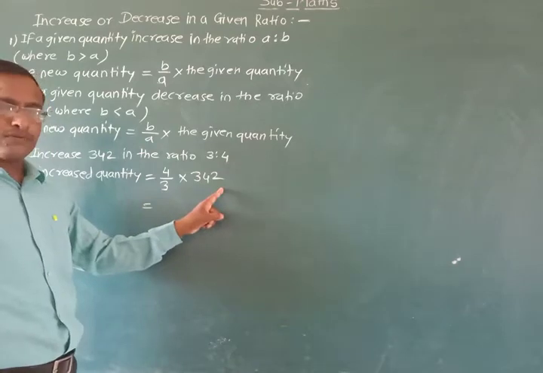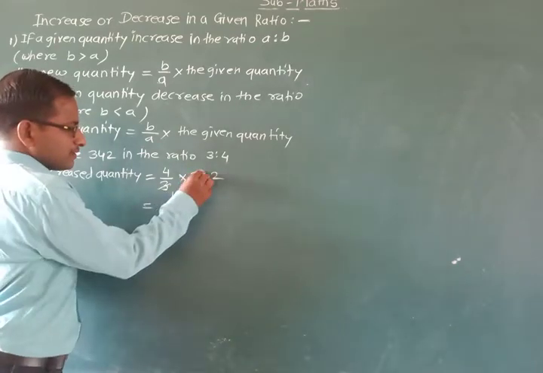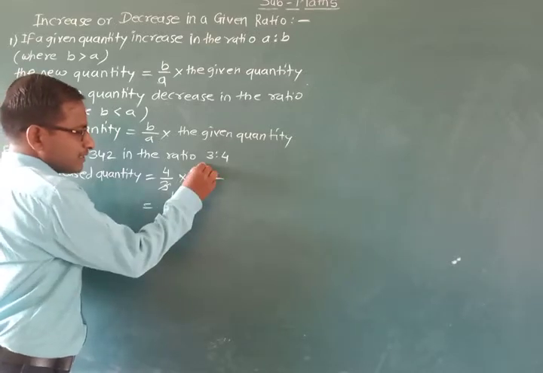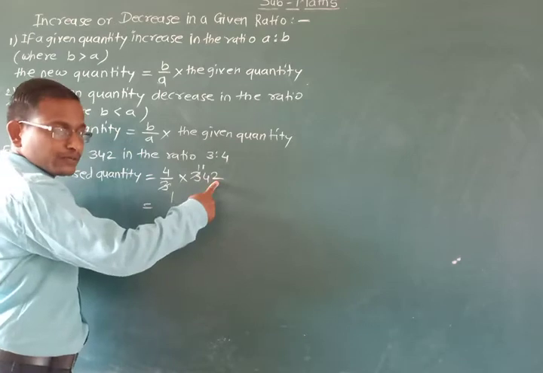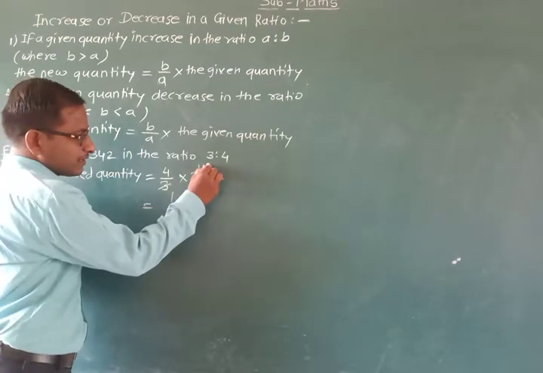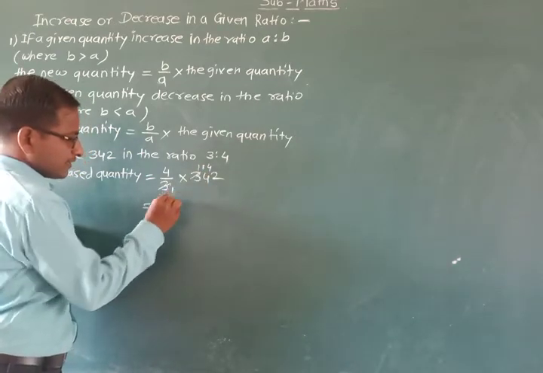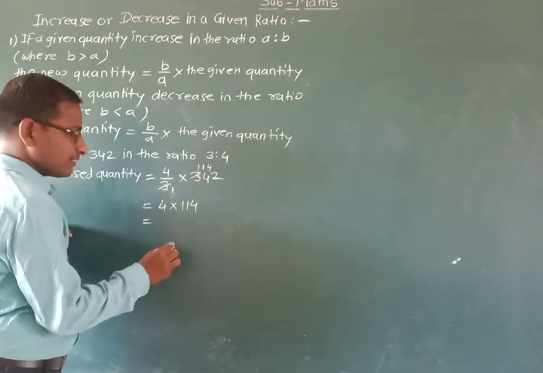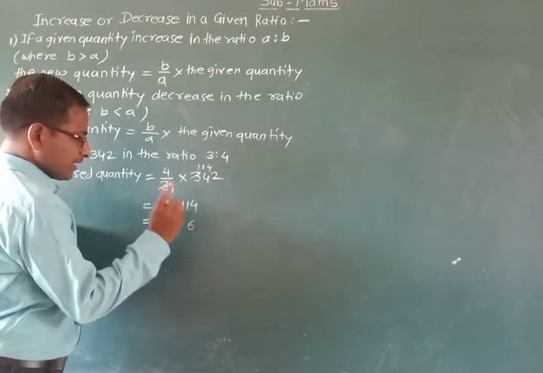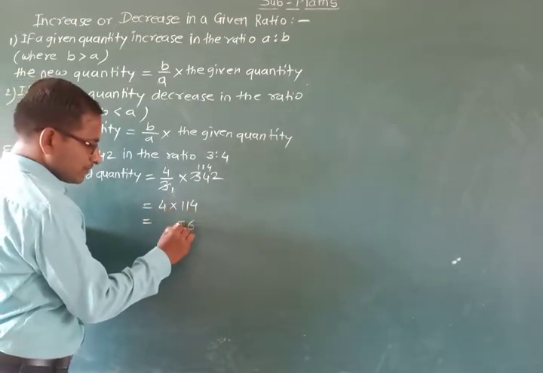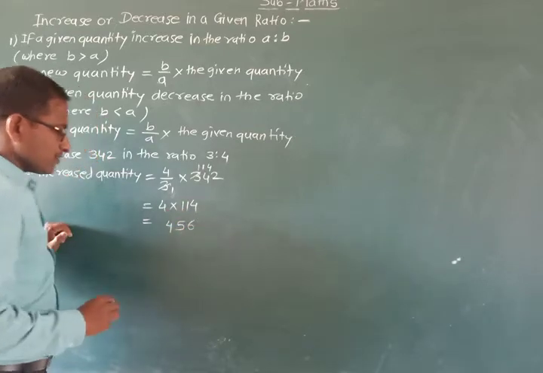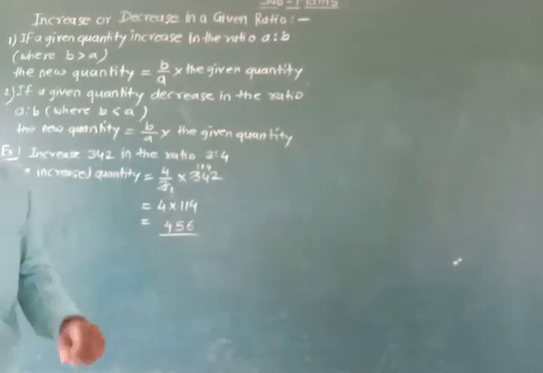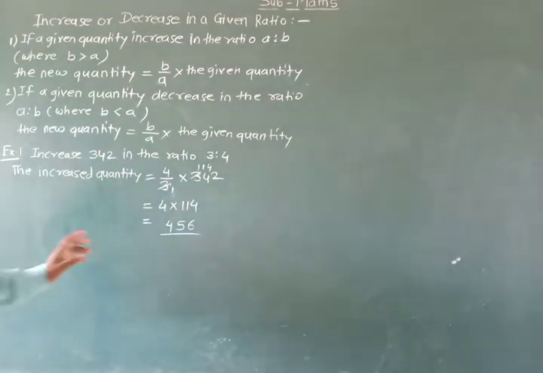3 divides 342: 3 ones are 3, then again 3 ones are 3. 4 minus 3, 1 is remaining. On 1 you write 2, 12. So 3 4s are 12. We get 114. So 4 multiplied by 114. 4 4s are 16, carry 1. 4 1s are 4 plus 1, 5. 4 1s are 4. So the increased quantity is equal to 456. This is the answer.